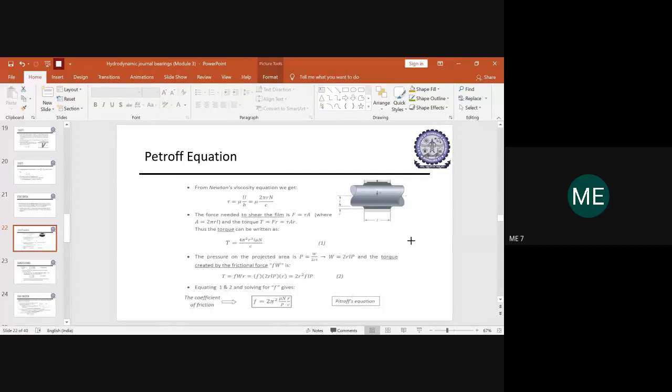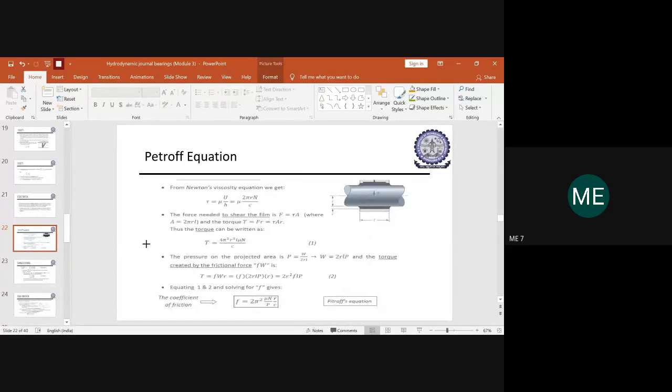Right? So now we have to start with the Newton's viscosity equation. I derived the Newton's viscosity equation for you because you should know how that equation comes up. Only then can we go on to the Petroff equation. Here, since we are assuming a Newtonian fluid, we are assuming that the velocity gradient is constant, and we are using capital U as the constant velocity.